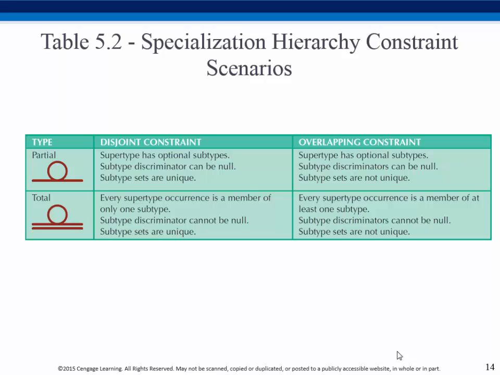Here it shows some specialization hierarchy constraint scenarios where your supertype has optional subtypes. For your partial, your subtype sets are unique and your discriminators can be null. And for your total, every supertype occurrence is a member of only one subtype, subtype discriminators cannot be null, and the sets are unique.